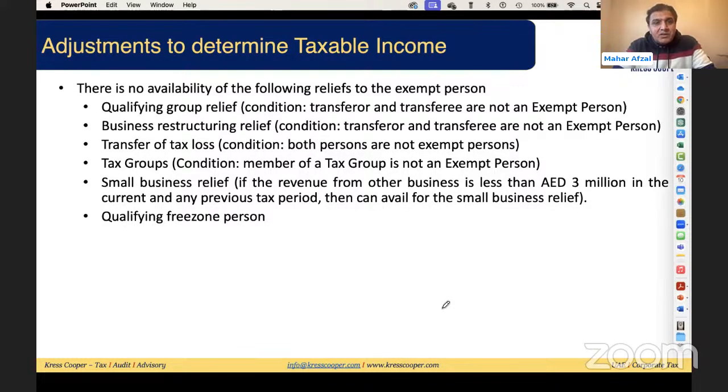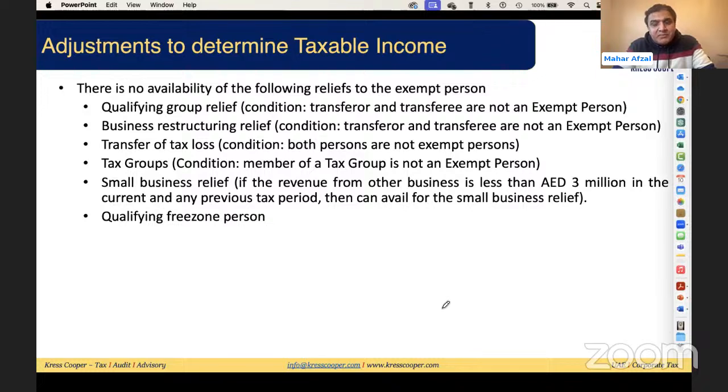Transfer of tax losses. For the transfer of tax losses, both persons must be non-exempt persons. If one is an exempt person, even if a certain portion is exempt and there is other business, still the company will not be able to transfer the tax losses. Tax group: the condition is being a member of a tax group and not an exempt person. Even if the company is conducting any other business, still the company will not be part of the tax group.